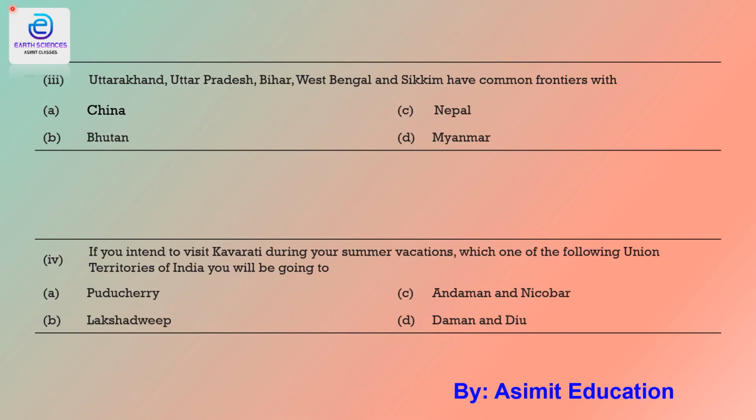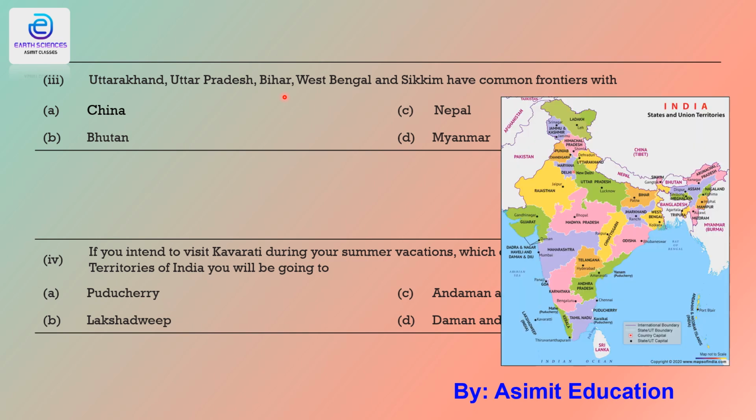Our next question is: Uttarakhand, Uttar Pradesh, Bihar, West Bengal, and Sikkim have common frontiers with. The options are China, Nepal, Bhutan, Myanmar. So we can see from this diagram that here we have Uttar Pradesh, we have Uttarakhand over here, we have Bihar in this region, we have West Bengal over here up to this point, and we have Sikkim over here. So these have common frontiers with Nepal.